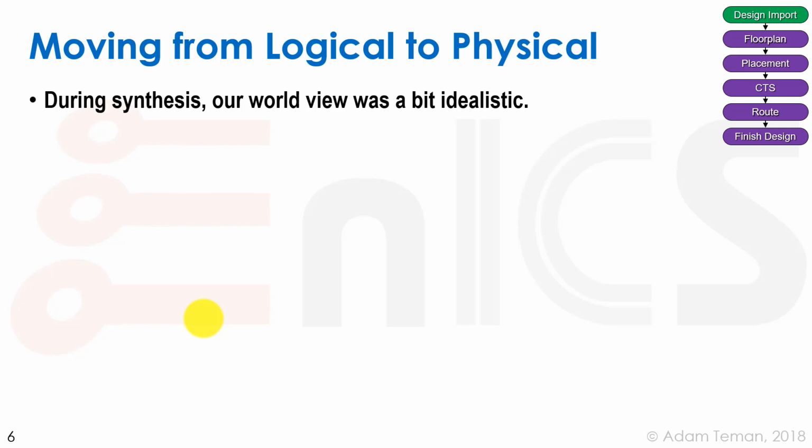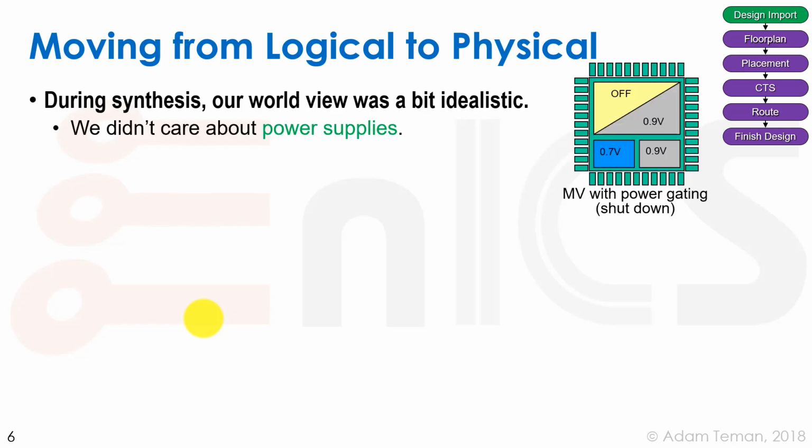So, during synthesis, our worldview was a bit idealistic. We didn't care about power supplies. We just knew that there was some sort of VDD and ground, or 1 and 0, but we didn't really care about where the power was and how it gets everywhere. And you can see here on the side there's a more complex chip, that there are different parts of the chip with different power domains and so forth. Maybe even the power is turned off in one of them. So this is much more complex than we did up till now.